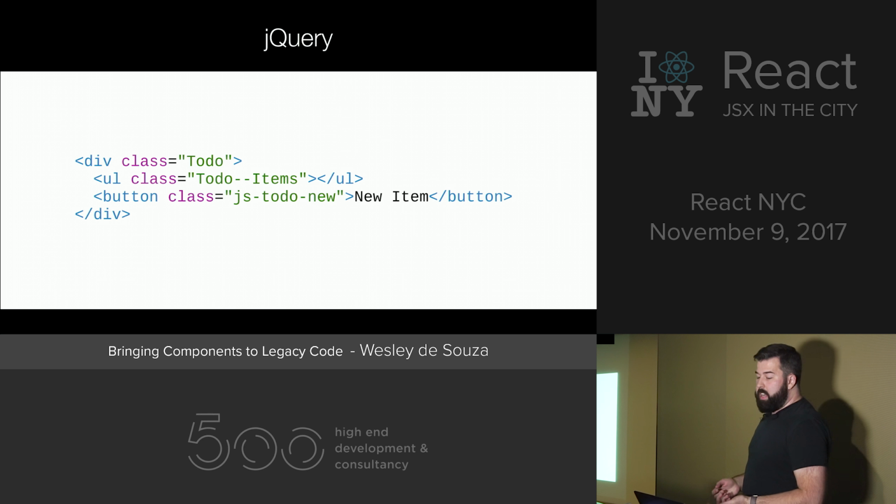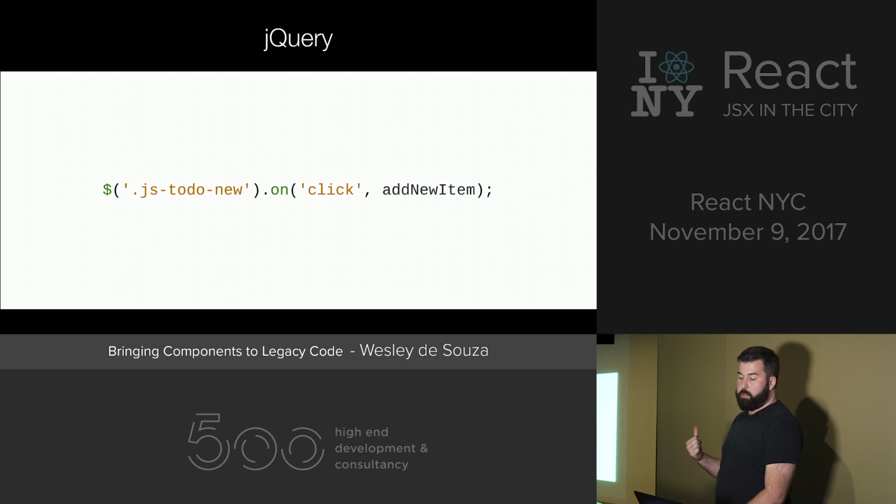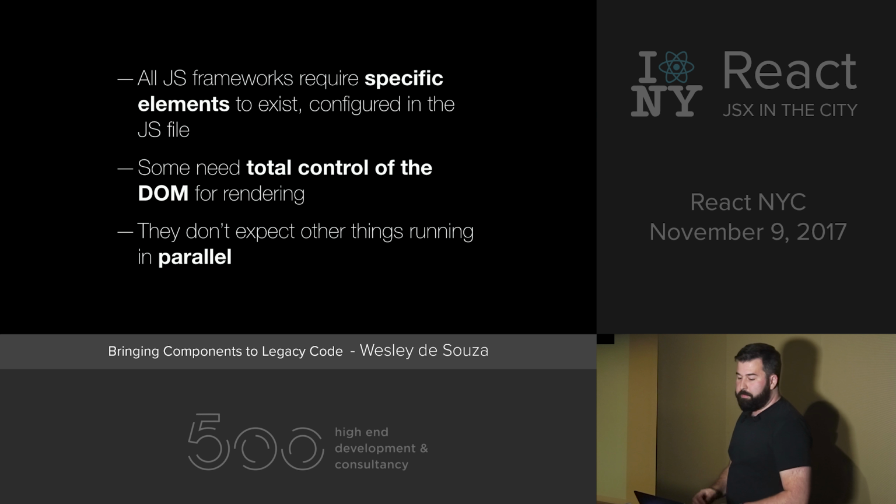With jQuery, it's pretty similar in the sense that things are happening in the JavaScript. So you find an element and then you add behavior to that. If that element doesn't exist, nothing will happen because jQuery fails silently, which is terrible. But the element has to exist, and it's defined by the JavaScript.